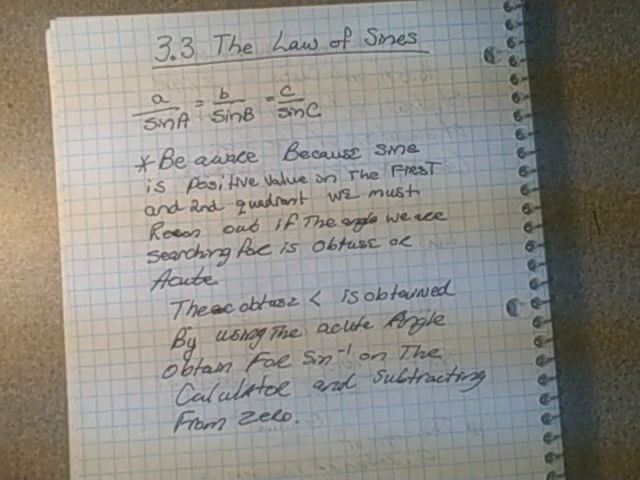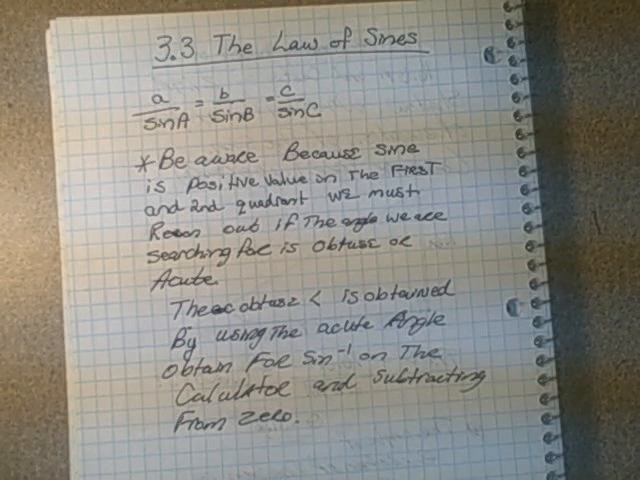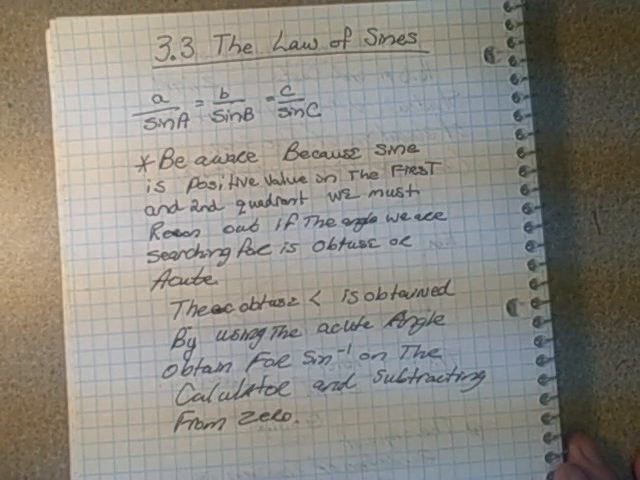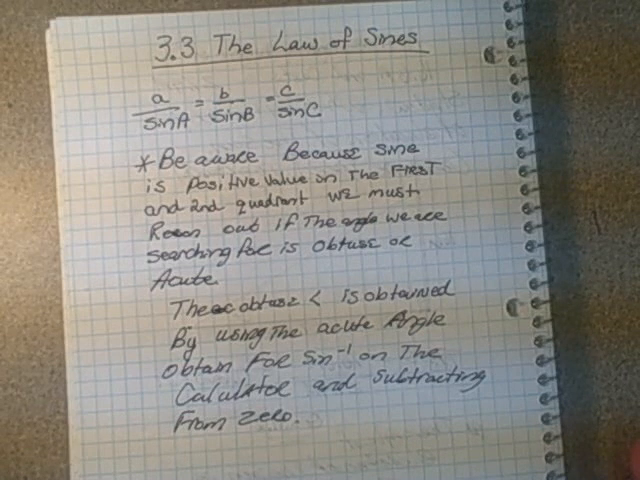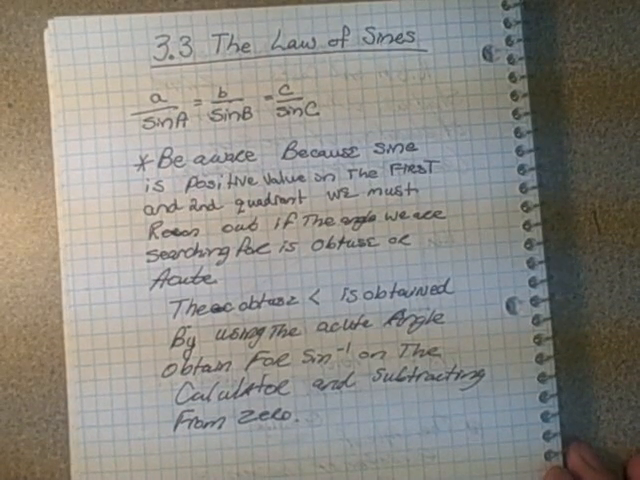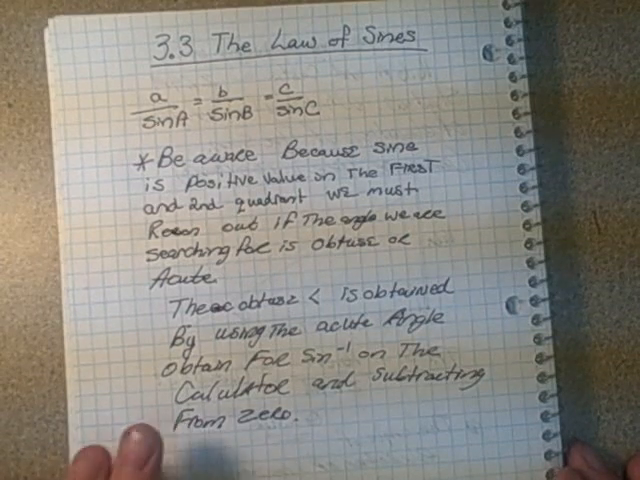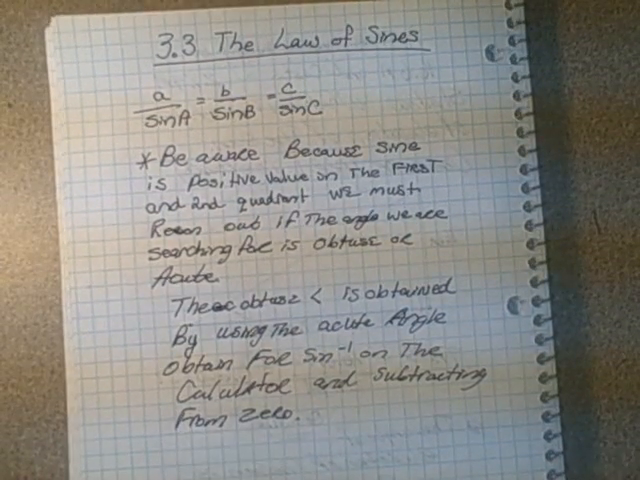But be aware that when you're doing the law of sines, because sine can be positive in both the first and second quadrant, you have to be aware of what type of angle you'll be looking for, an acute or an obtuse angle. The obtuse angle is obtained by using the acute angle that you would get when you input it into the second function or inverse sine on your calculator. You just subtract it from 180. So that's something you have to always be aware of, and we're going to look at an example or two of that.